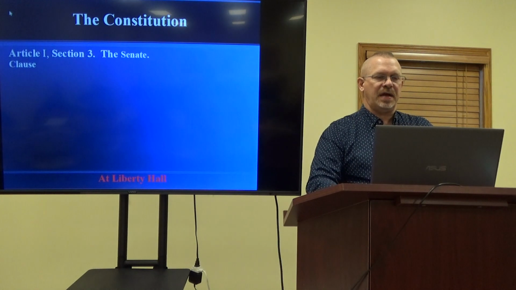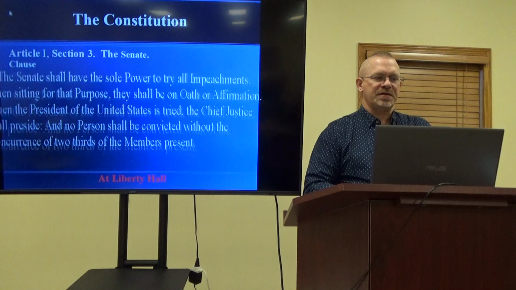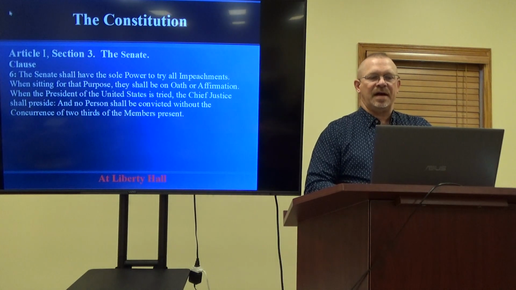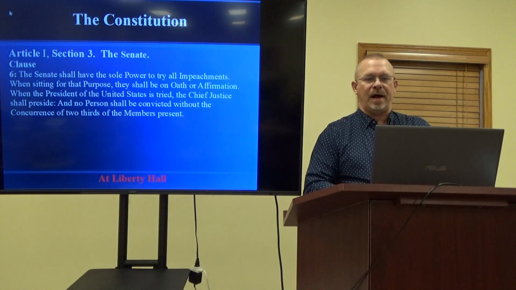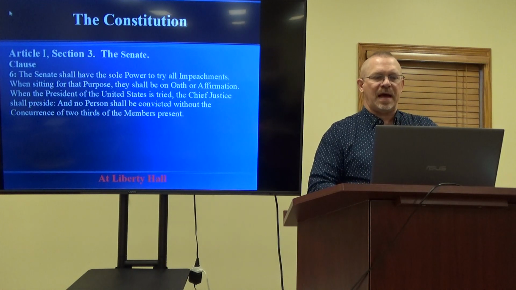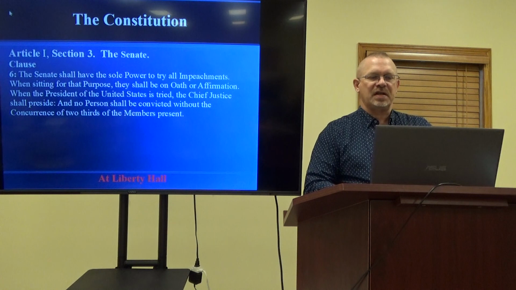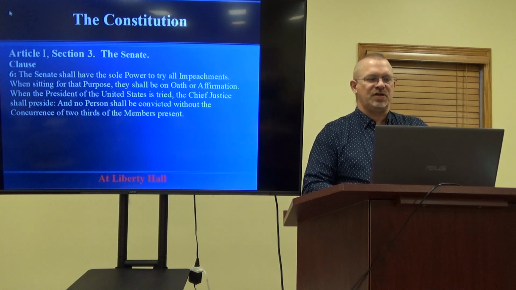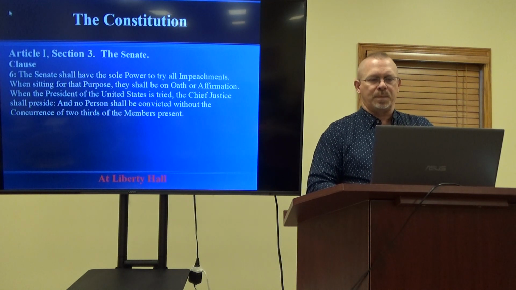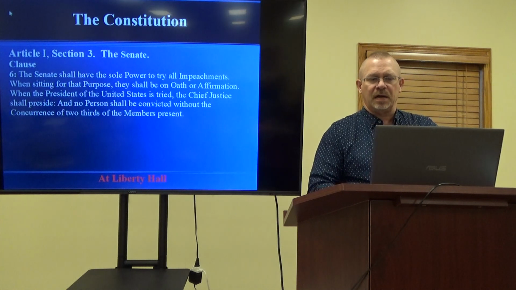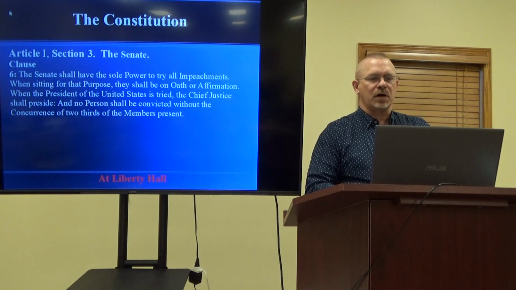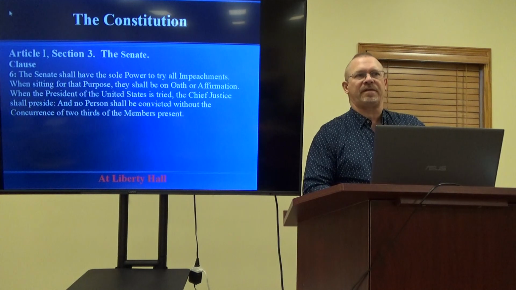Article 1, Section 3, Clause 6. The Senate shall have the sole power to try all impeachments. When sitting for that purpose, they shall be on oath or affirmation. When the President of the United States is tried, the Chief Justice shall preside, and no person shall be convicted without the concurrence of 2/3 of the members present.